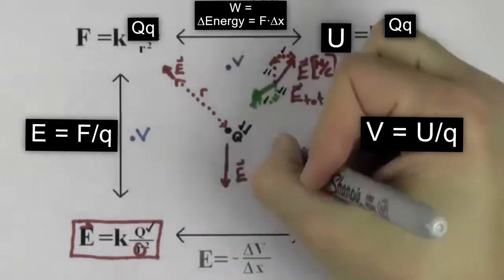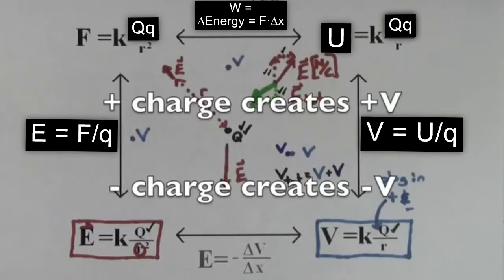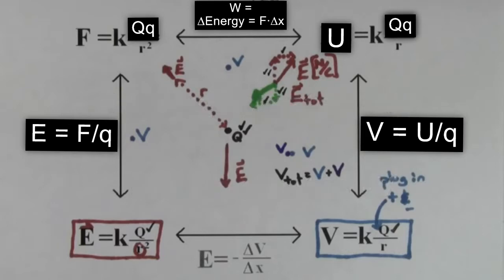You literally just plug in the plus and minus signs for the charge and add up the contributions from all the charges. A positive charge will always create a positive electric potential, and a negative charge will always create a negative electric potential. A negative electric potential does not mean it points down or left, it just means that the number for the electric potential is a negative number.